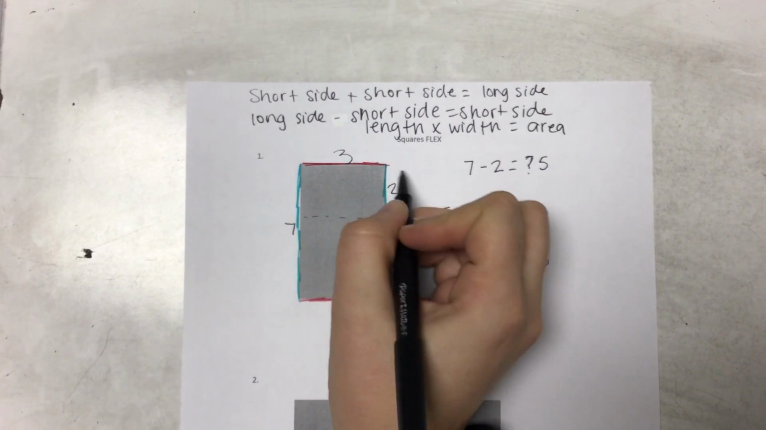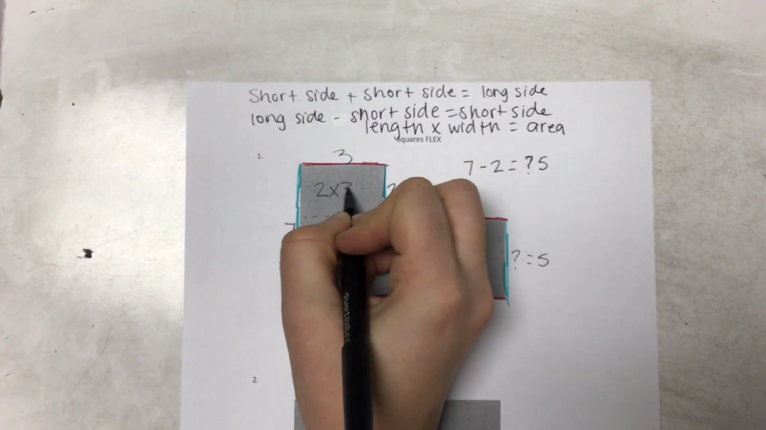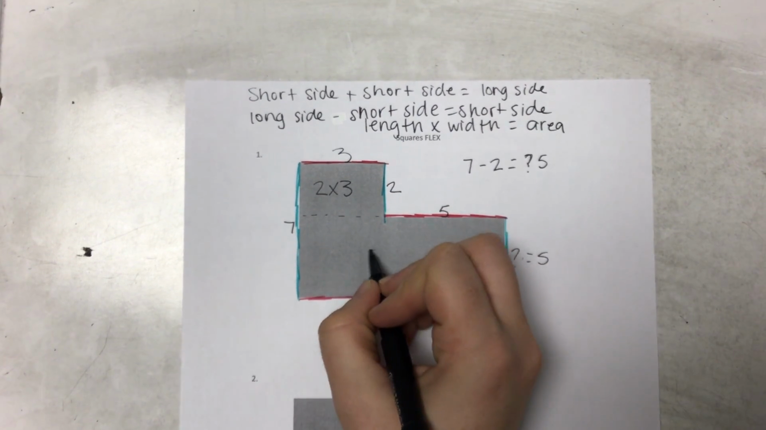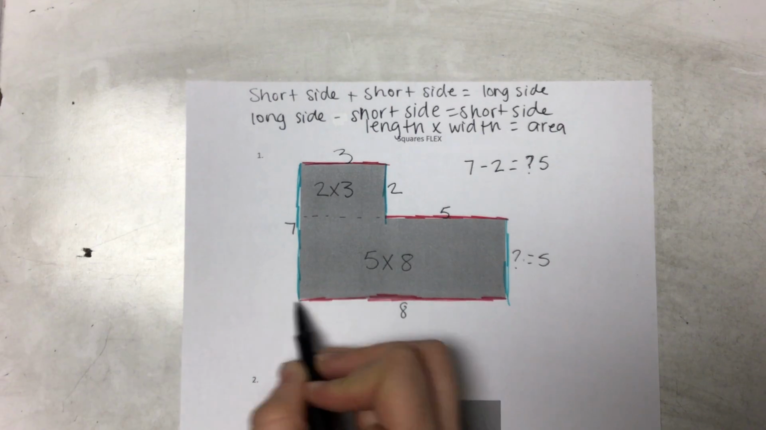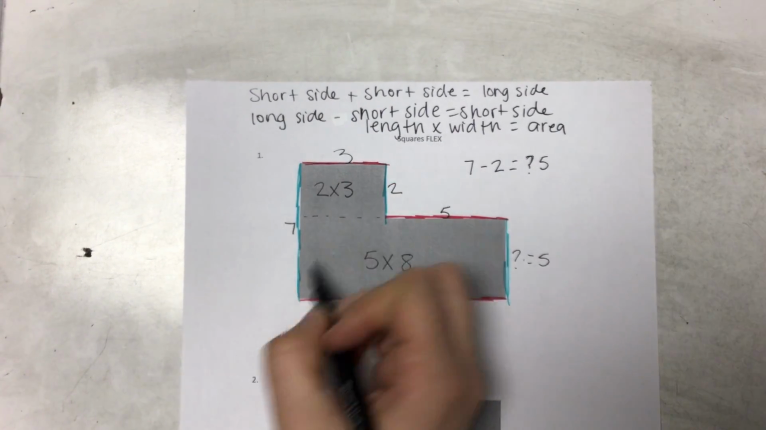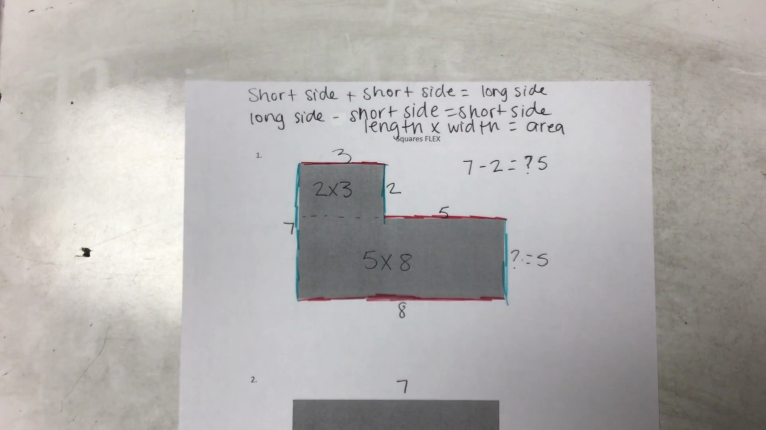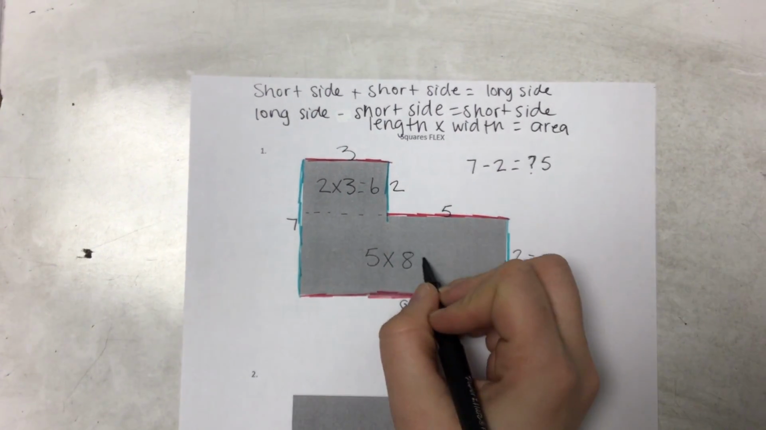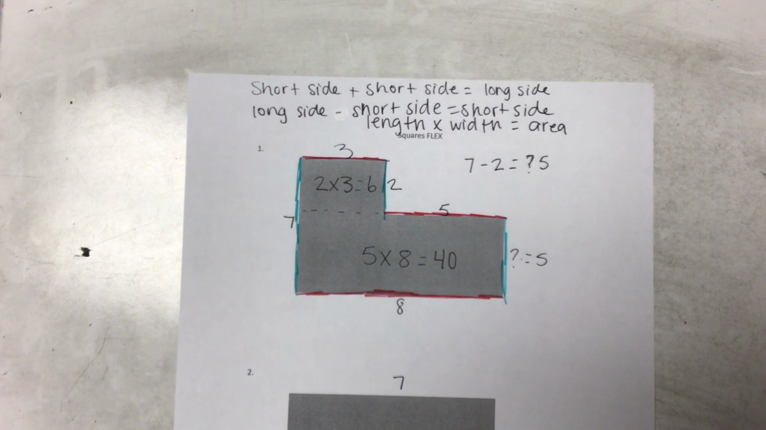So if I look, my length times width, I have 2 times 3 in this column, and I have my length times width, I have my 5 times 8, because it is the whole length. And I've cut this side here, but I still have that fraction of my section over there. So 2 times 3 gets me 6, and 5 times 8 gets me 40. So now I have my two areas.